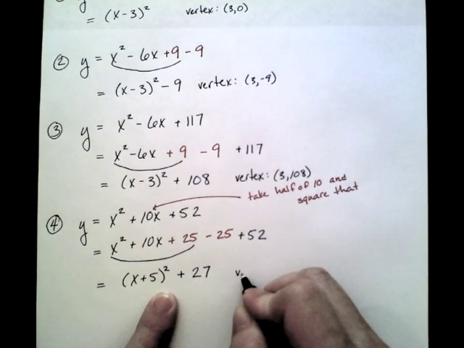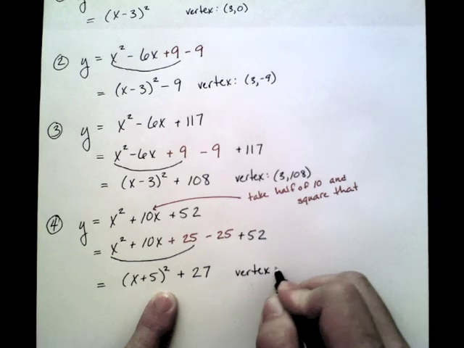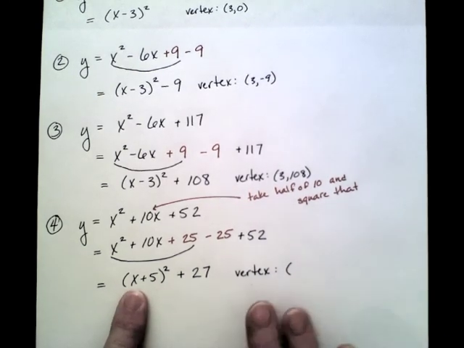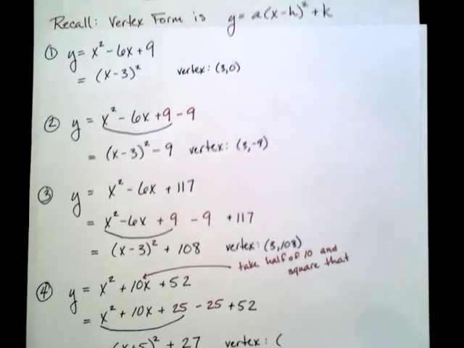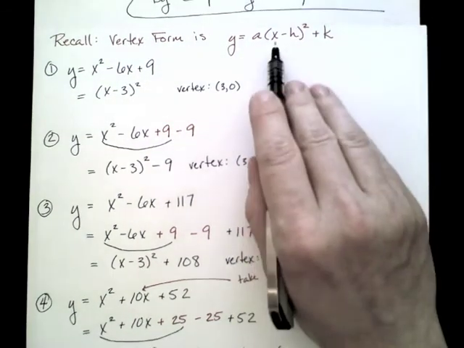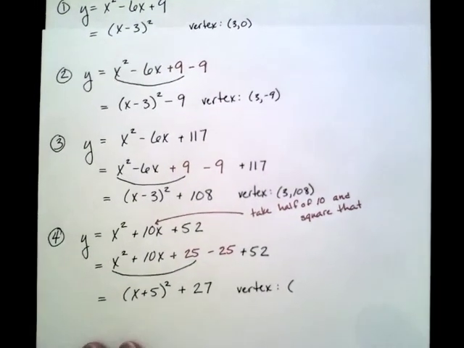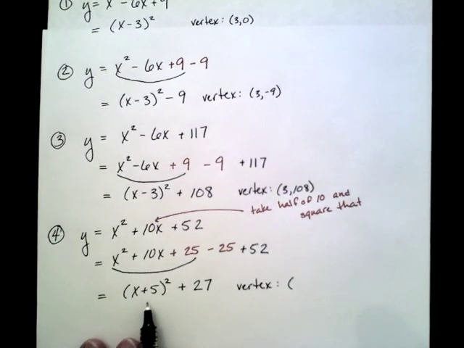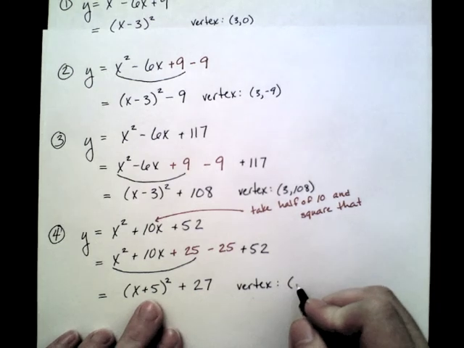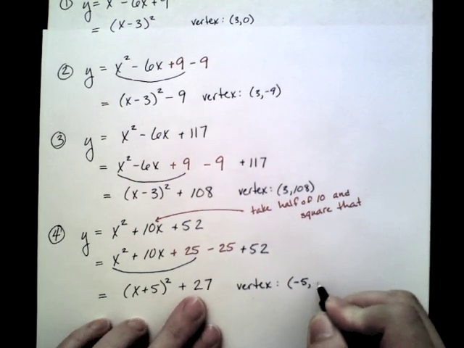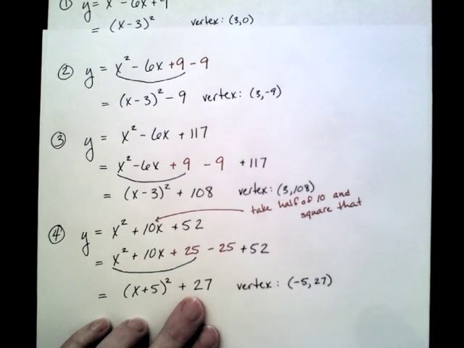So my vertex for this one is, now remember my vertex form, all up at the top here, is x minus h. So I always take the opposite of what is in the parentheses. So the x-coordinate of my vertex is -5, and the y-coordinate is 27.